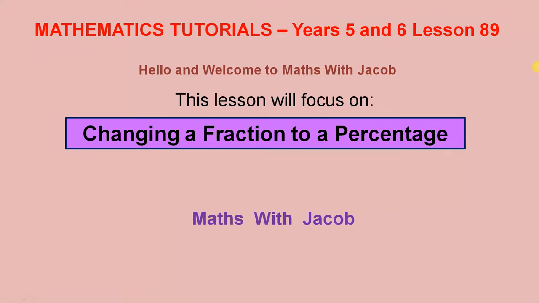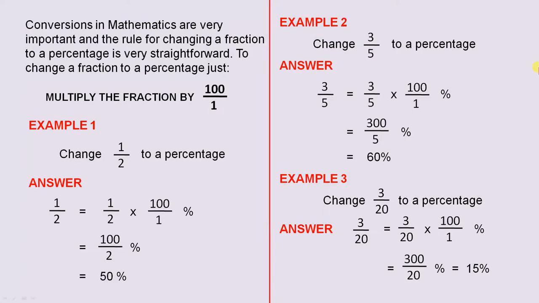This lesson will focus on changing a fraction to a percentage. Conversions in mathematics are very important, and the rule for changing a fraction to a percentage is very straightforward. To change a fraction to a percentage, just multiply the fraction by 100 over 1, and the answer will be a percentage. Example 1, change a half to a percentage.